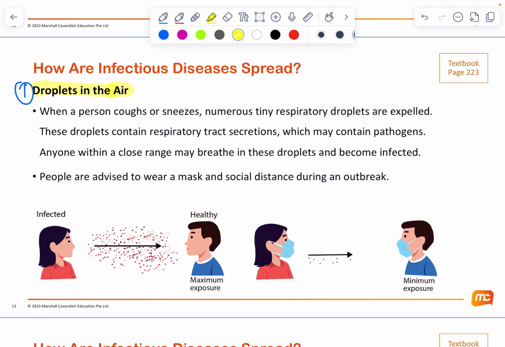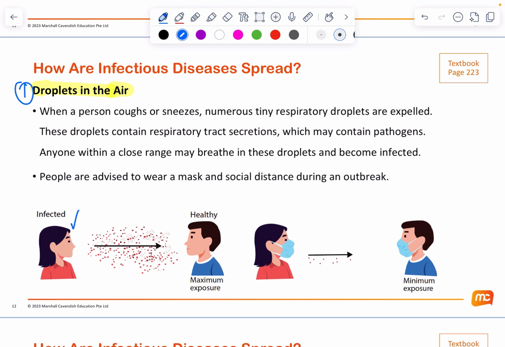So when we talk about elaboration here, we are looking at explaining further what is meant by droplets in the air. So in this case, when we look at how infectious disease spreads through the droplets in the air, you have someone who is infected, usually one that has already carried the microorganism, the bacteria or the virus, let out a sneeze or a cough. This will then cause the bacteria within the body to be expelled out of the person's body.